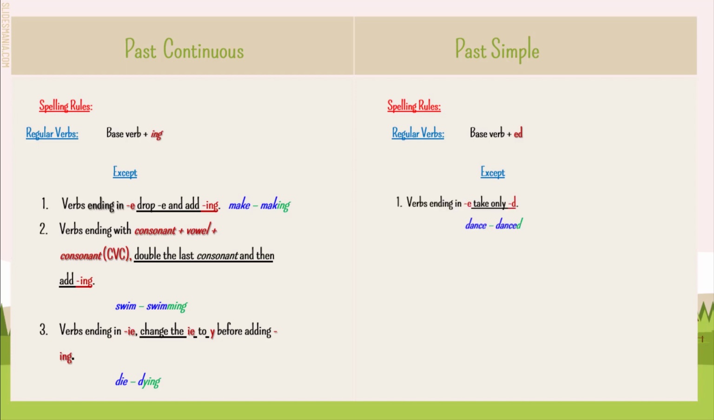The first exception is verbs ending in e. Take only d. For example, dance will be danced. Verbs ending in a consonant plus y, we drop the y and take ied. Like try will be tried.